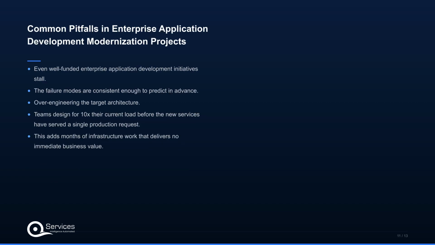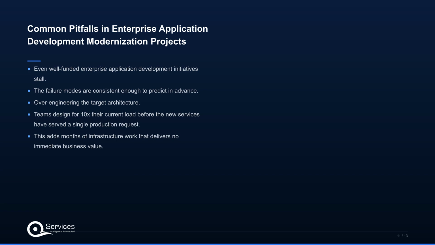Next up, common pitfalls in enterprise application development modernization projects. Even well-funded enterprise application development initiatives stall. The failure modes are consistent enough to predict in advance. Over-engineering the target architecture. Teams design for 10x their current load before the new services have served a single production request. This adds months of infrastructure work that delivers no immediate business value. Build for your actual load with reasonable headroom, then scale when metrics tell you to.